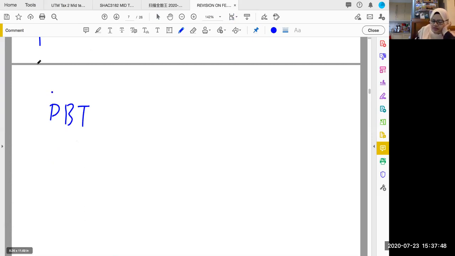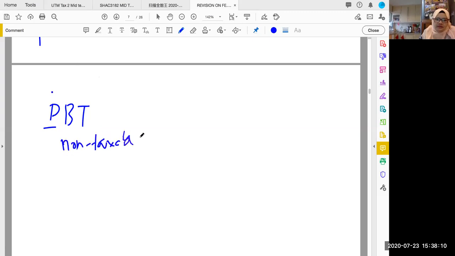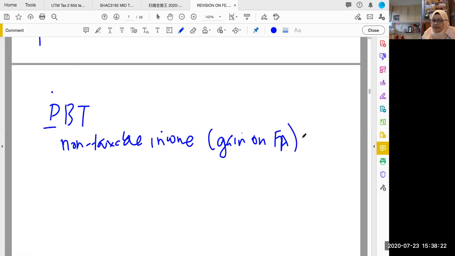Then you minus, from profit before tax, minus income, which is non-taxable income. What is a non-taxable income? An example is your gain on disposal of your fixed asset. So it's not taxable because it's a capital gain, right?